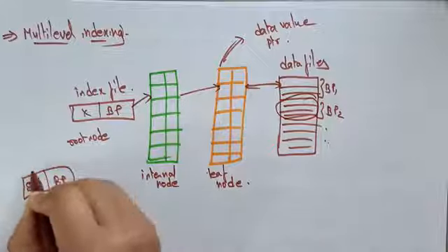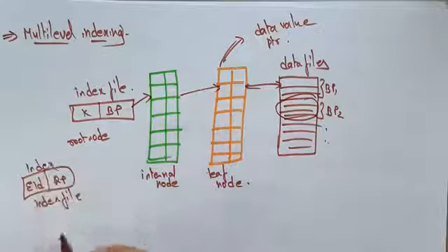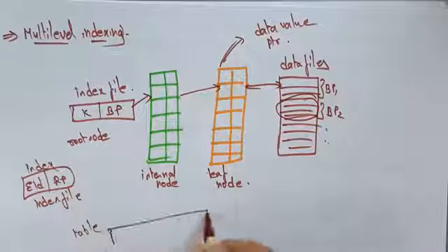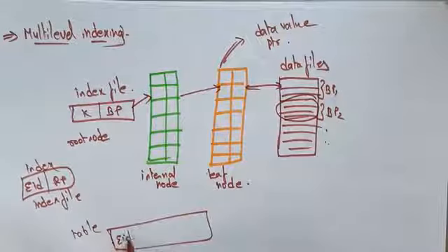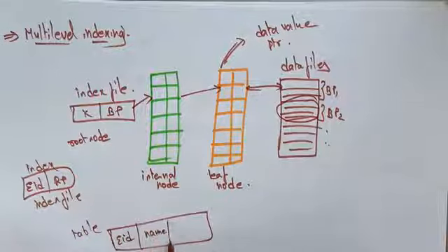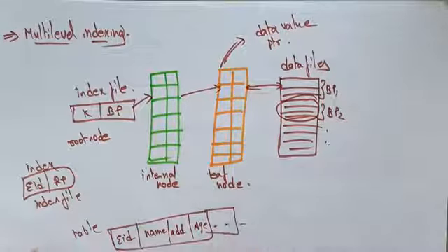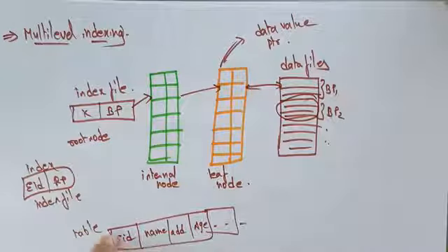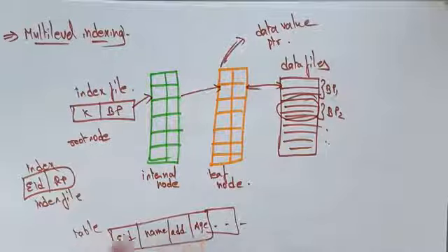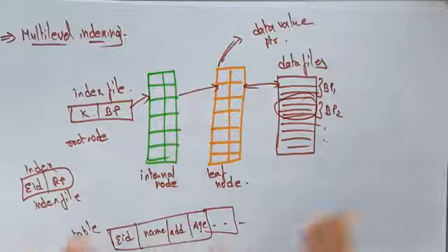This is just an index file, and the data file consists of the table, with employee ID, name, address, age, like that. So many fields will be present for that particular employee ID. This is the record pointer of that particular employee ID. The record will be present on the table. So this is how the multi-level indexing will be there.